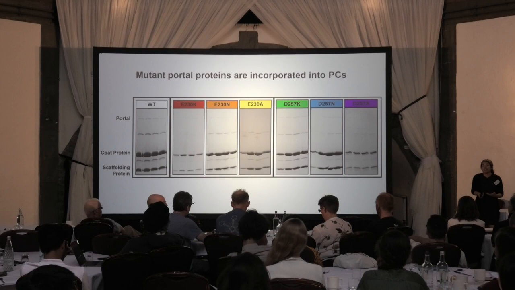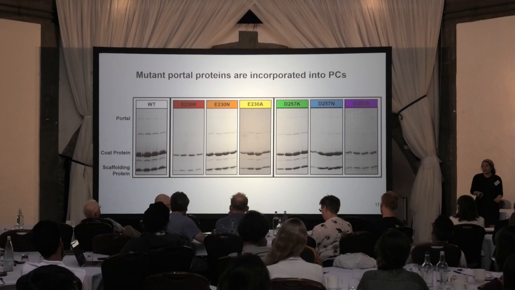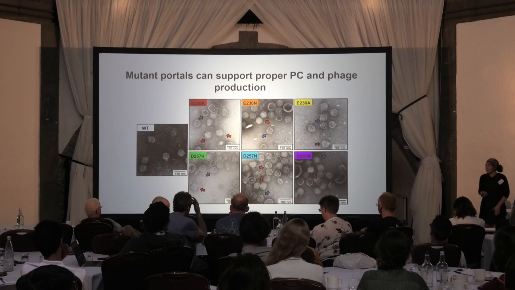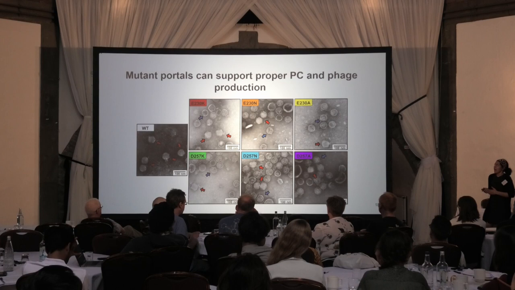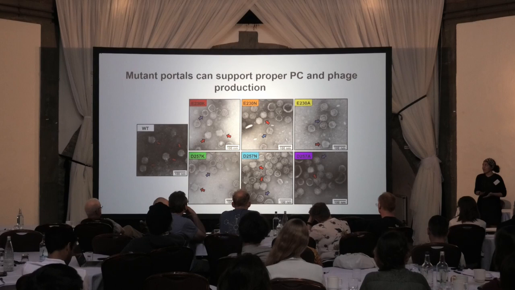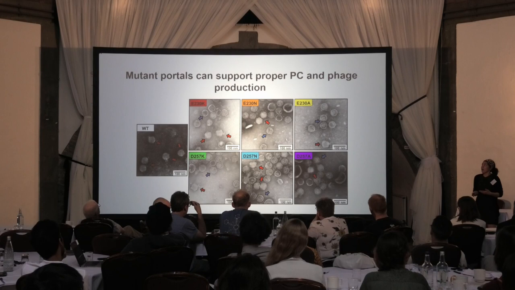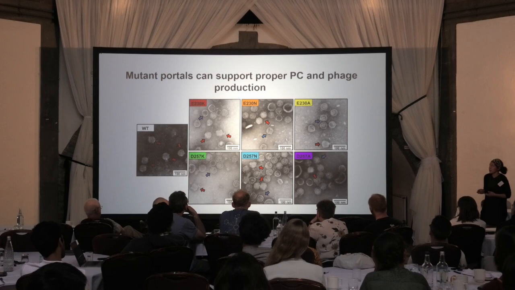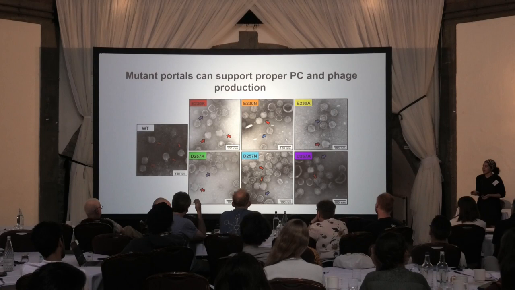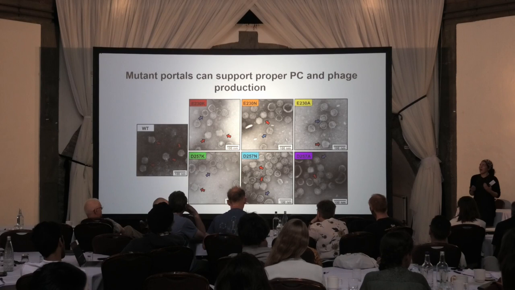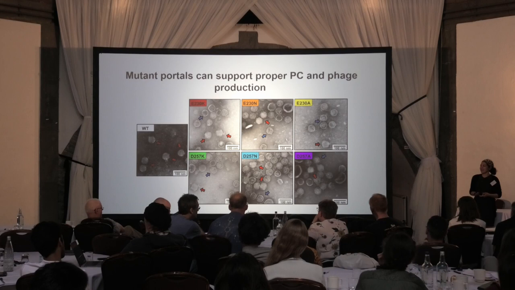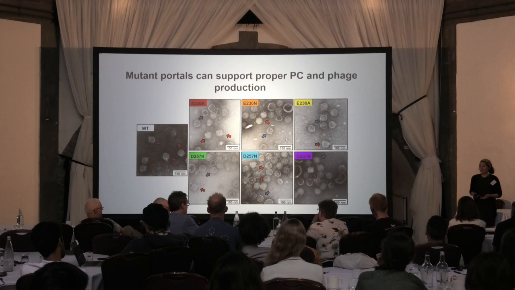From there, I wanted to see if the particles made from these cell lysates had proper morphology using TEM. These are micrographs from crude lysates for, again, E230K and E230A, and D257K and D257A on the bottom. It appears that these mutant portal proteins are able to properly support normal procapsid production, highlighted by the blue arrows, as well as phage production, indicated by the red arrows here. So it's really a confusing mystery: if they can incorporate portal into the procapsids and can make normal-looking procapsids and phages, then what is the problem? Why are we seeing this decrease in phage production?